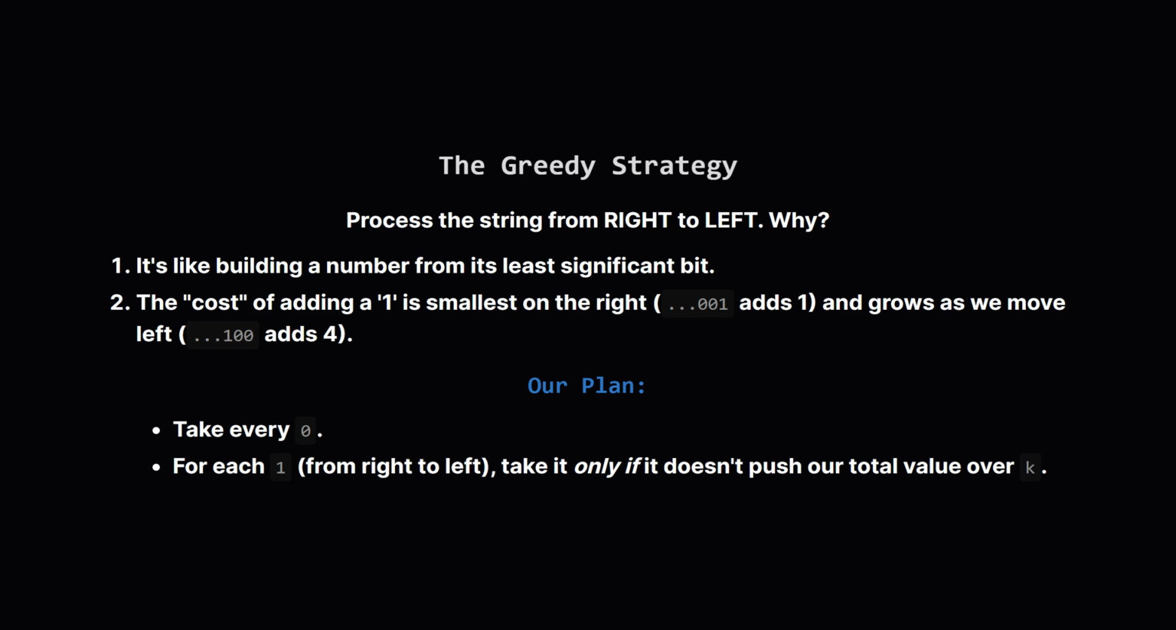So if we take all the zeros, what about the ones? We want to add as many ones as we can without exceeding k. Which ones should we prioritize? The cheapest ones. A 1 at the very end of a binary number adds a value of 1. The next one over adds 2, then 4, and so on. The ones on the right are much less expensive than the ones on the left. This suggests the perfect greedy strategy. Let's build our number from right to left. As we scan the original string backwards, we'll take every zero we see. When we see a 1, we'll check if adding it would break our budget k. If it fits, we'll take it. If not, we have to skip it.